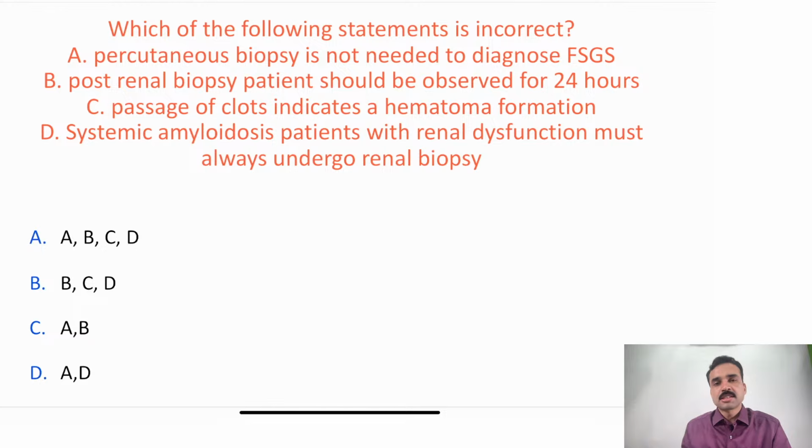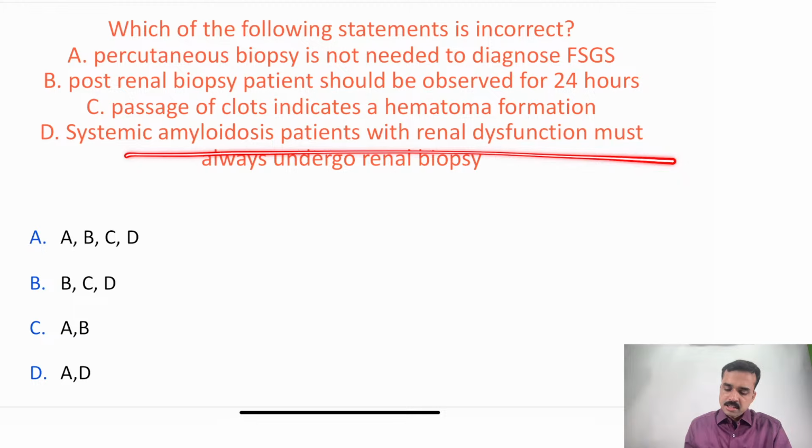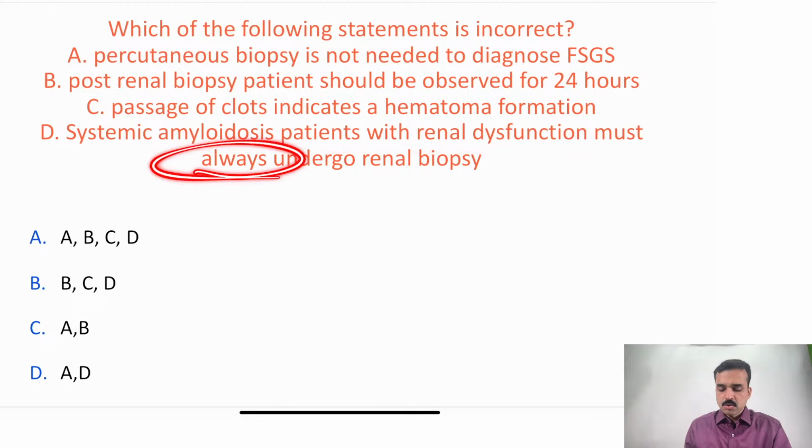You suspect FSGS in an adult who has developed nephrotic syndrome. The most common cause is FSGS. So you do need to subject them to biopsy to make a diagnosis. Okay, post-renal biopsy, the patient should be observed for 24 hours. That sounds like a true statement. Passage of clots indicates hematoma formation. That's again quite logical. Systemic amyloidosis patients with renal dysfunction must always undergo renal biopsy.